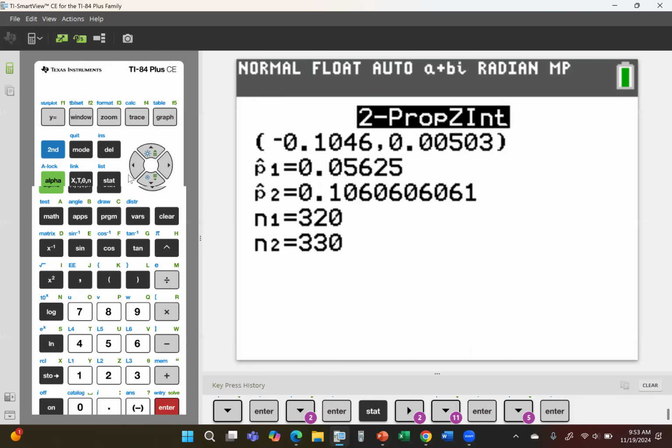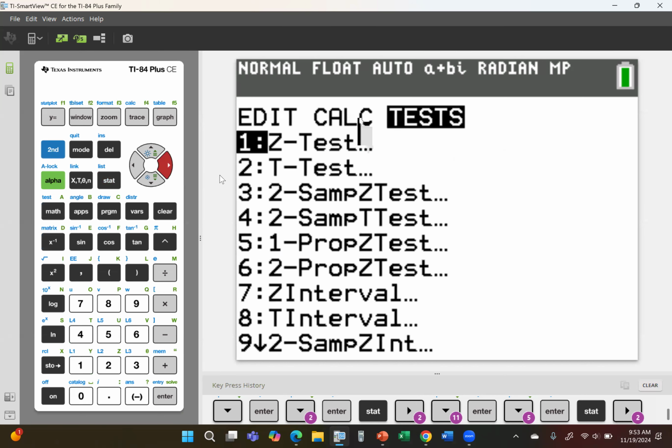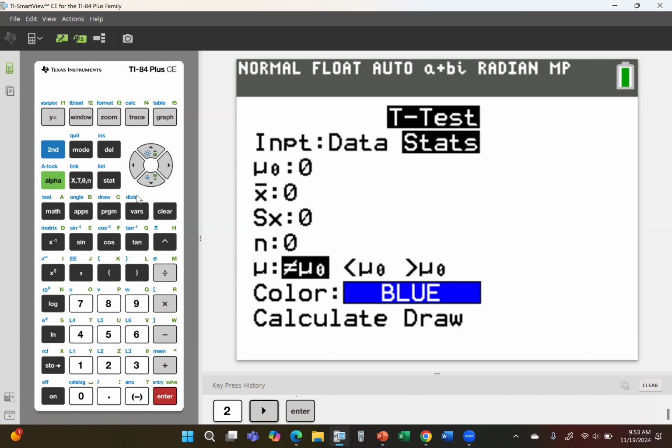Okay, so we're going to go to stat tests. And our t-test is the second one, correct? Number 2. And then we're going to be putting in stats, correct? They gave me the statistics, they didn't give me raw data. And mu sub 0 is what we're testing against. Is that the 4 hours?